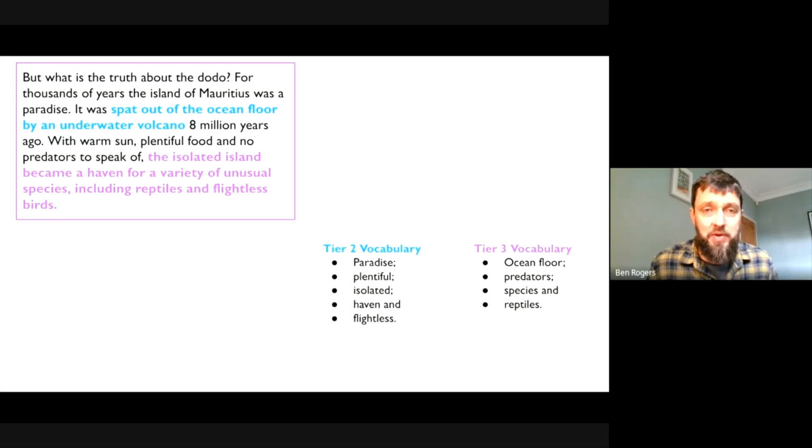But what is the truth about the dodo? For thousands of years, the island of Mauritius was a paradise. It was spat out of the ocean floor by an underwater volcano 8 million years ago. I've highlighted that in blue.